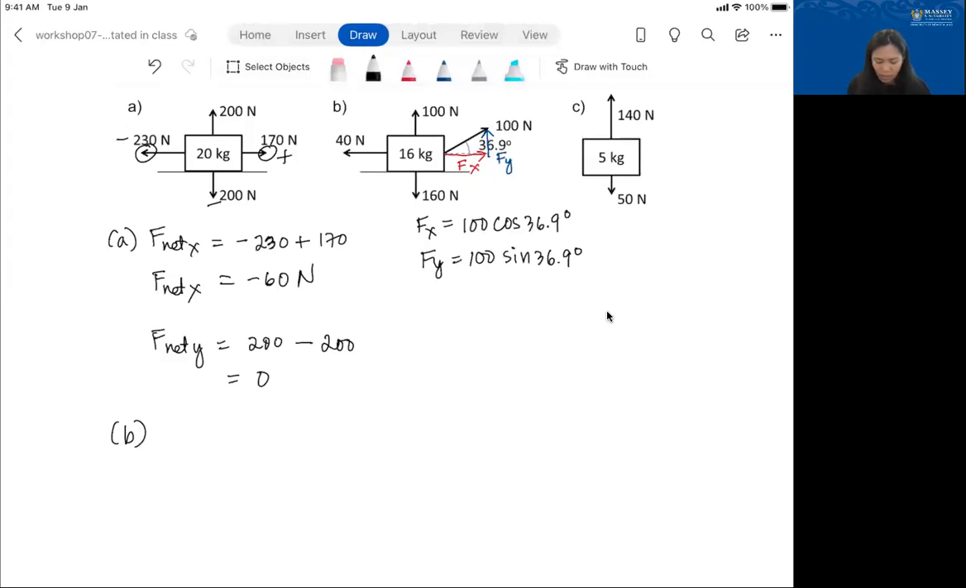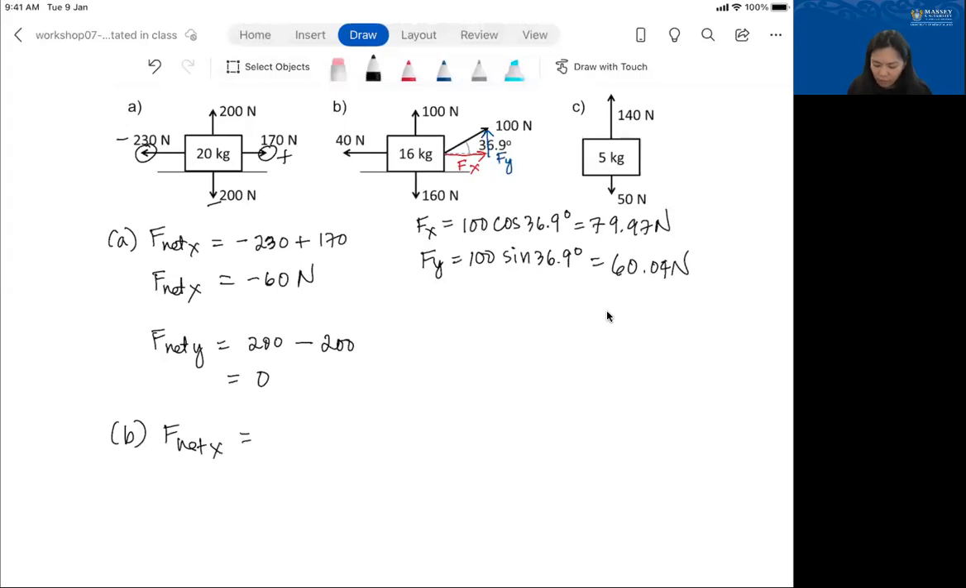Cosine 36.9 times 100, that's 79.97 newtons. And for the sine, sine 36.9 times 100 is 60.04 newtons. Okay. So now you can do the net force along the X.